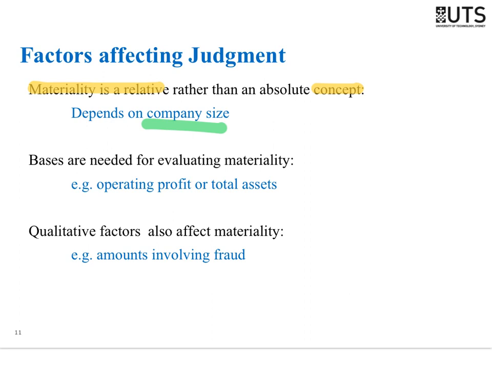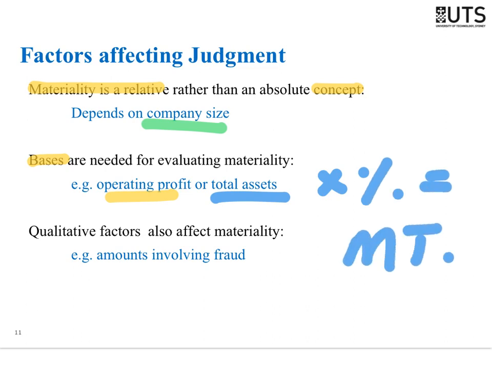Now, the second point here, ladies and gentlemen, goes back to the base that we use. And as I mentioned, in some instances, we use profit before tax or sales revenue because it's a good indicator of the business's performance. But if we want something that's more stable, then we can use total assets or total equity. Okay? Again, this is the base upon which we multiply the percentage to get the materiality threshold.